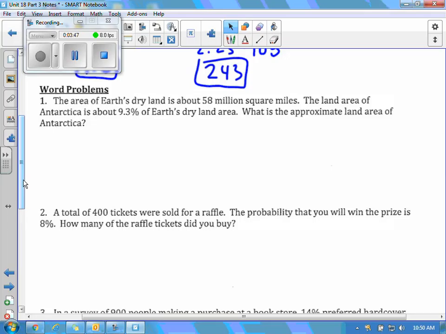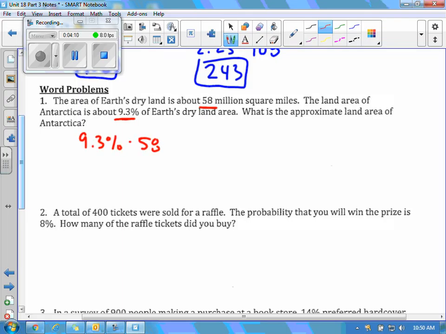Next up are some word problems. The first one says the area of Earth's dry land is about 58 million square miles. The land area of Antarctica is about 9.3% of Earth's dry land area. What is the approximate land area of Antarctica? So I know that Antarctica is 9.3% of 58 million. So 9.3% times 58 million means I need to tack on 6 zeros.